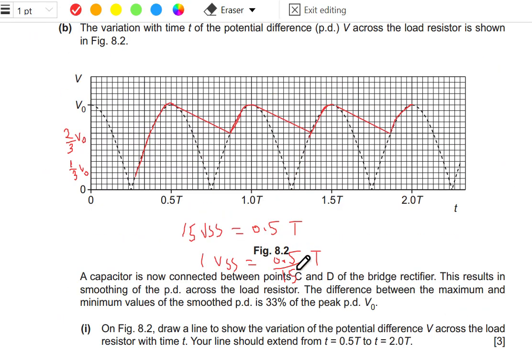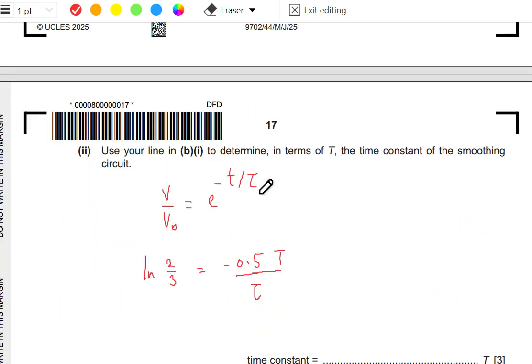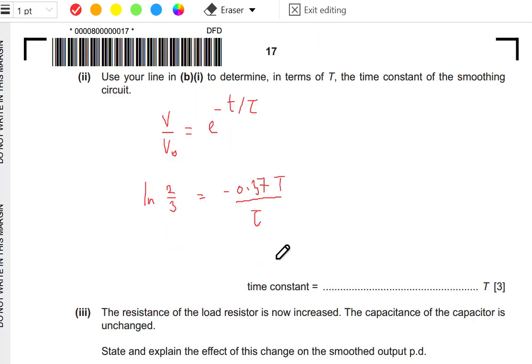When we multiply the value here by this 15 minus 1, 2, 3, 4 very small squares, we will get that the time is 0.37T. After that, it is a simple rearrangement that can bring us the answer. It will be 0.9T.